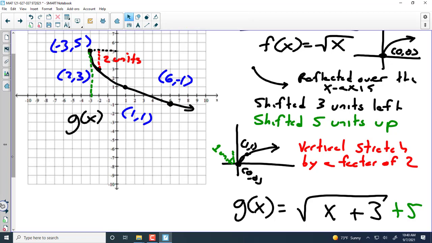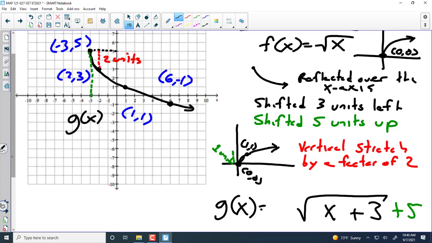We need a 2 in front of the whole thing for our vertical stretch. And what's the last thing I need to figure out? The reflection. Where does that minus sign go, on the inside or the outside? Well, even though you're reflecting over the x-axis, that does change the y values. And if you're changing the y values, does the minus sign go on the inside or the outside? Outside.